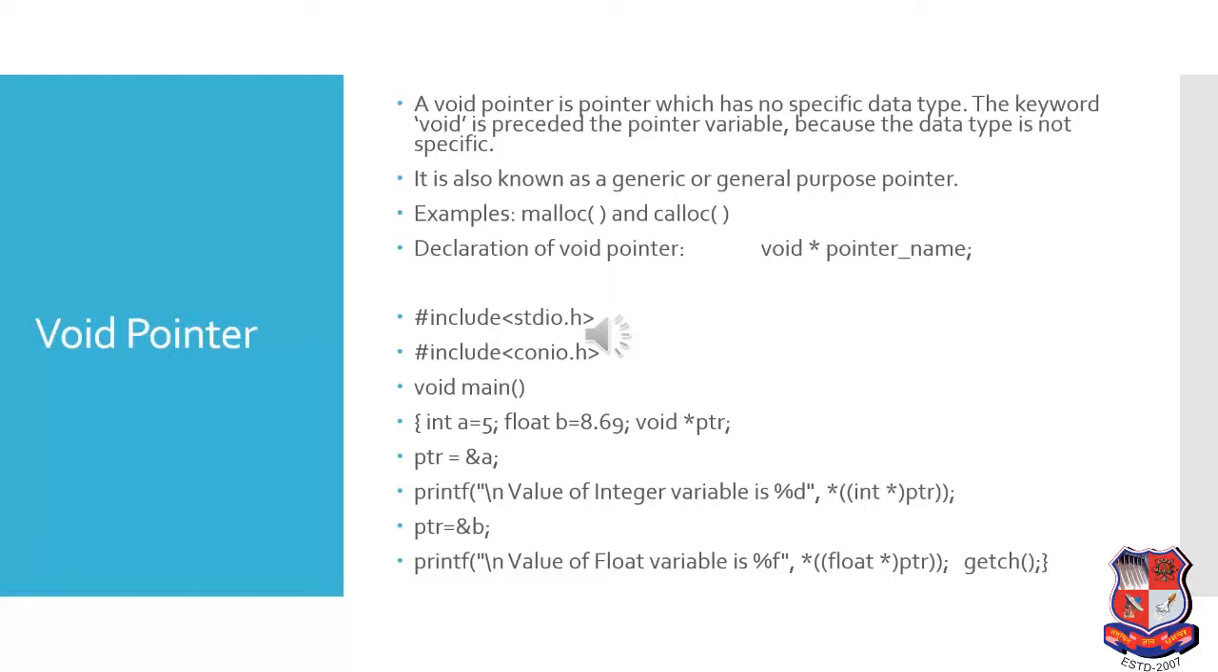Now the pointer will point to B. And then if we want to display the value of B using the pointer, again I have to typecast it to the data type float. This is very important: how you display the value of void pointers. If you want to display the value they are pointing to, we have to typecast them into that particular data type. Clear? This is void pointers.